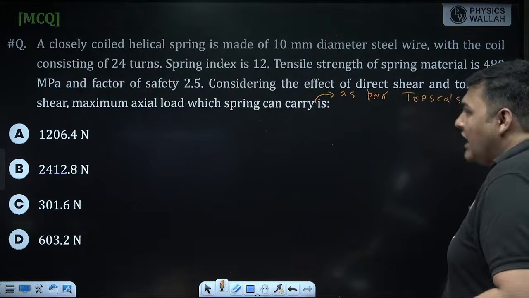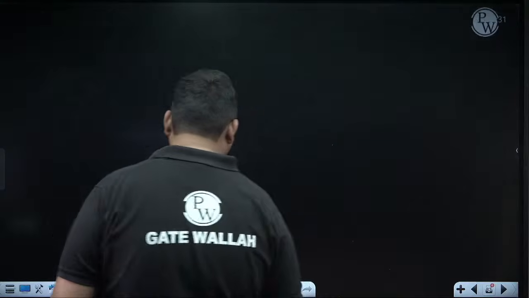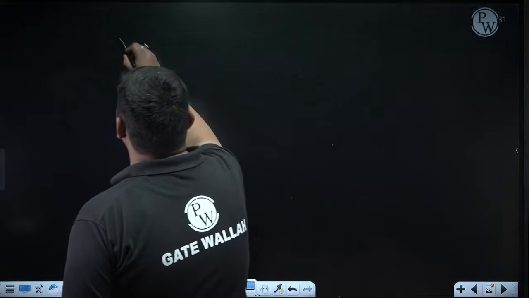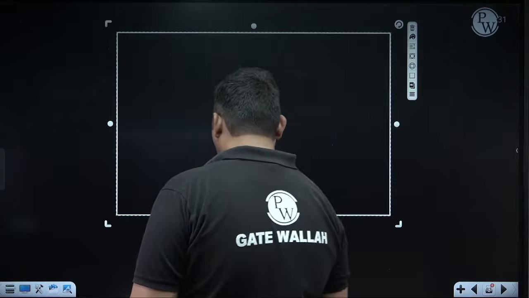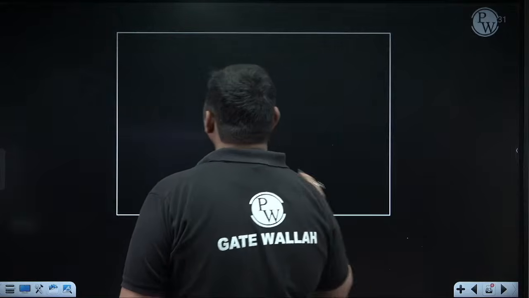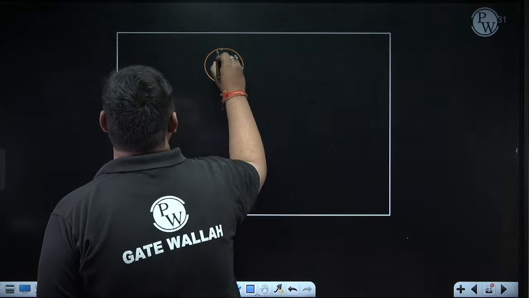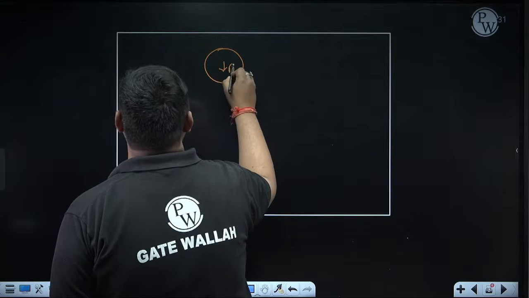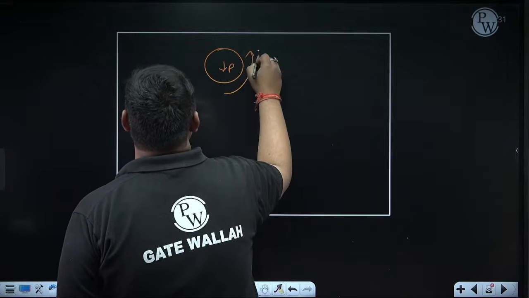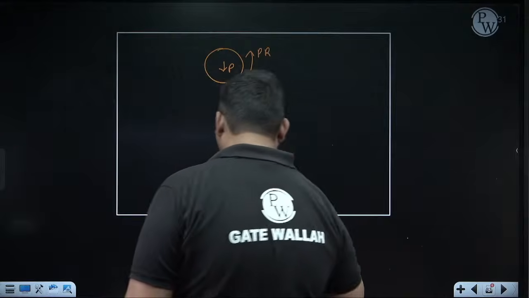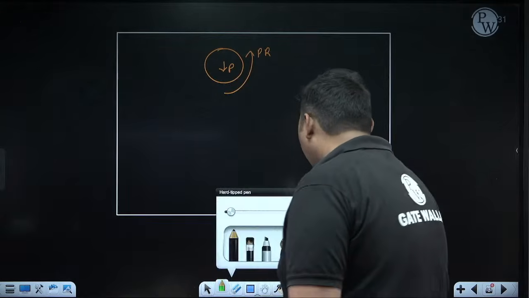See, actually in a closed coil helical spring, whenever the spring is subjected to axial load P, due to that load P, in the cross section of the spring, actually two effects come. One is shear force P, and the second one is torsion moment P into capital R. Capital R is mean coil radius. This we have discussed in the class, so I'm not going into detail.